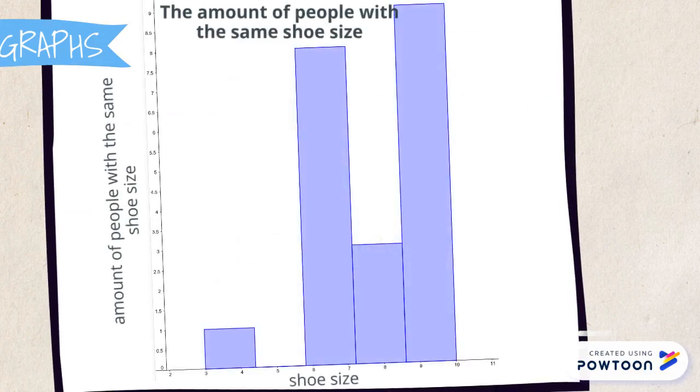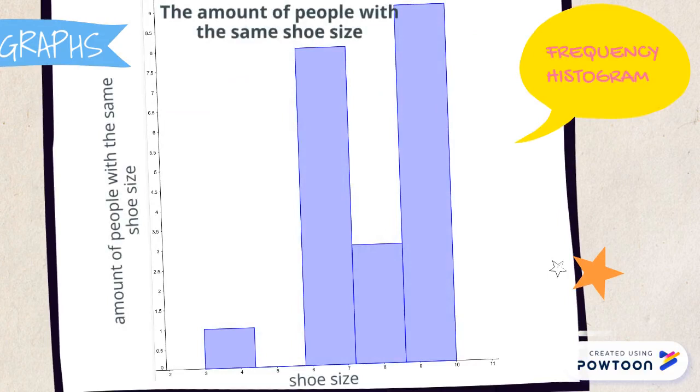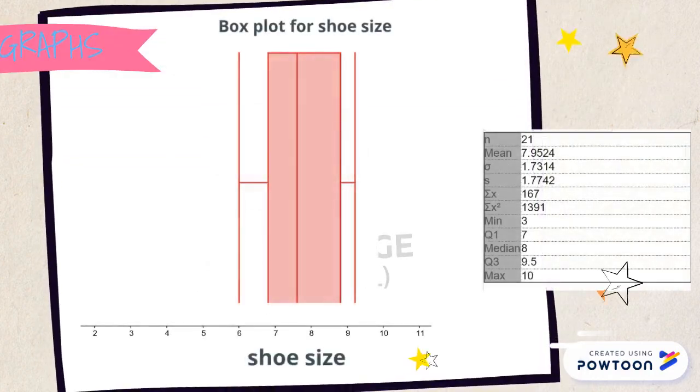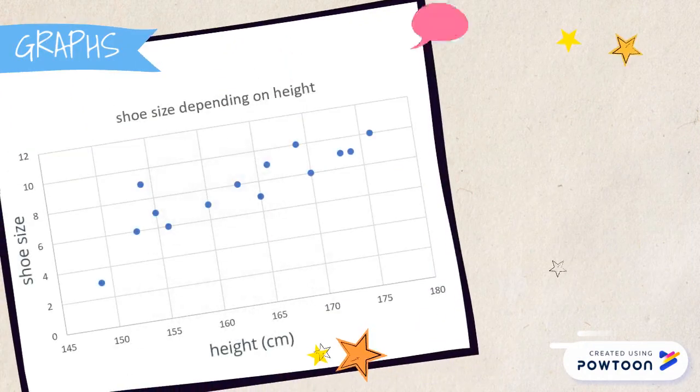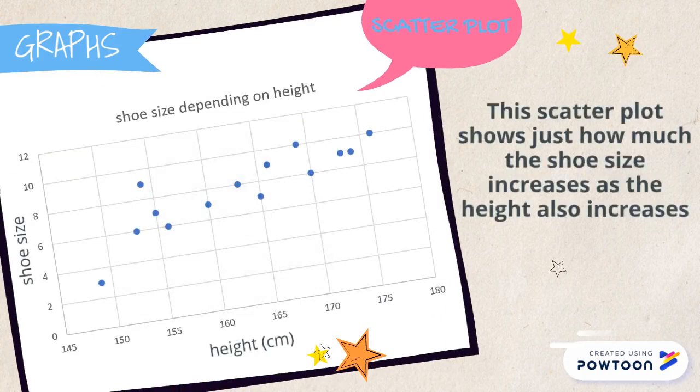Later on, I gathered information for the amount of people with the same shoe size and graphed it on a frequency histogram. This graph shows that most people had a shoe size of 9 and 10. I used the exact data and information to create a box plot. This scatter plot shows just how much the shoe size increases as the height also increases.